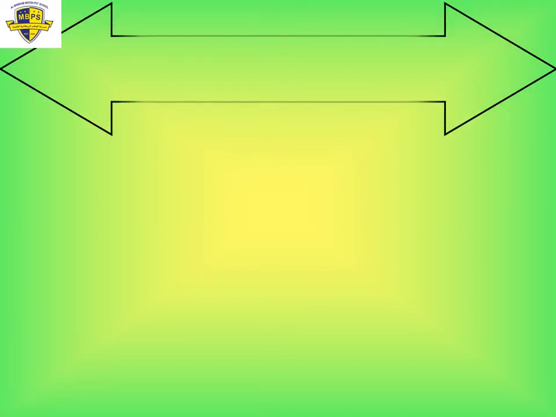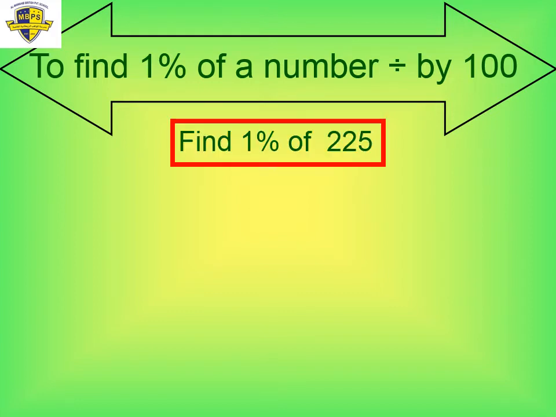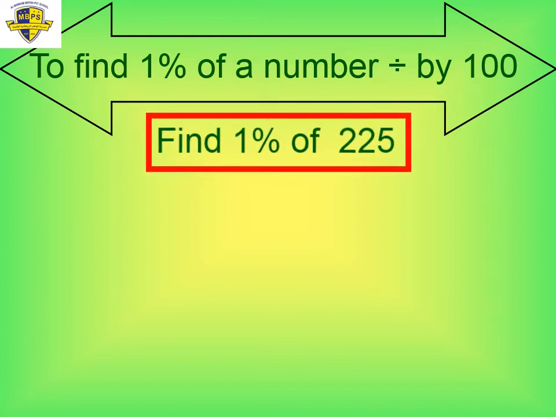So now let's start learning how we find a percent of any number. The first rule we have today: to find 1% of a number, we have to divide this number by 100. For example, we want to find 1% of 225. So the rule tells us we have to divide it by 100.